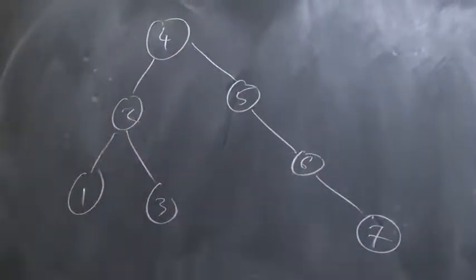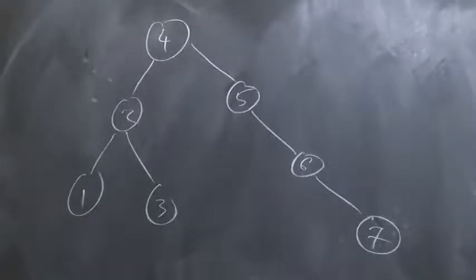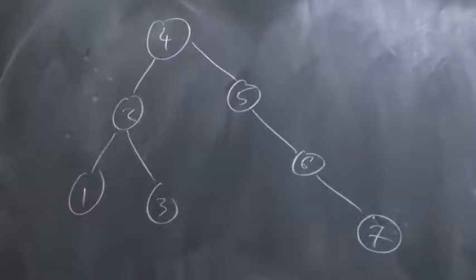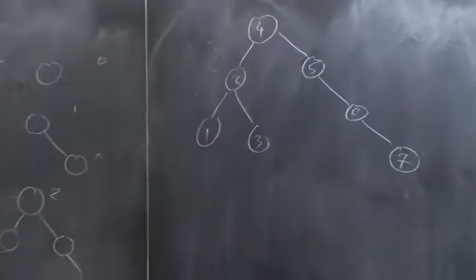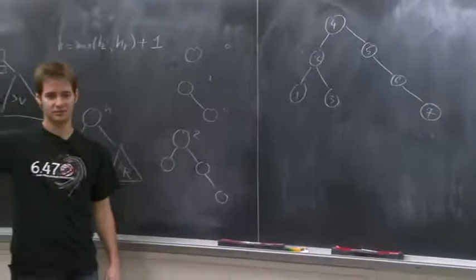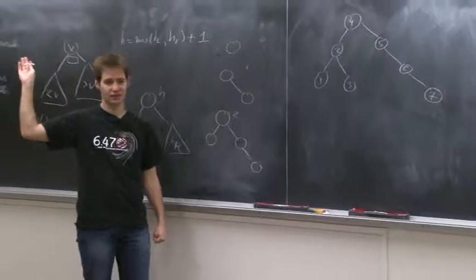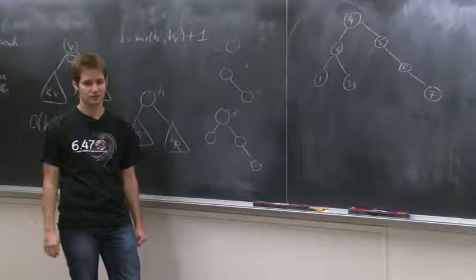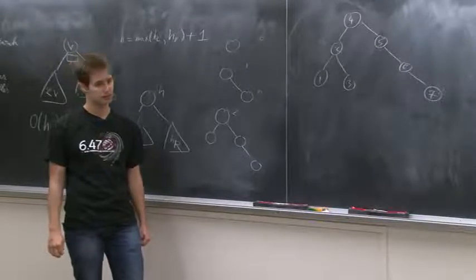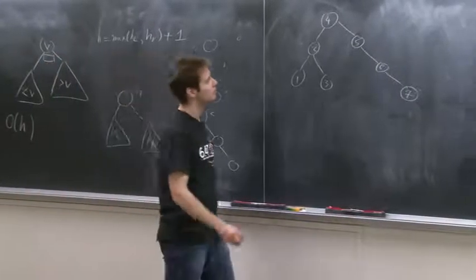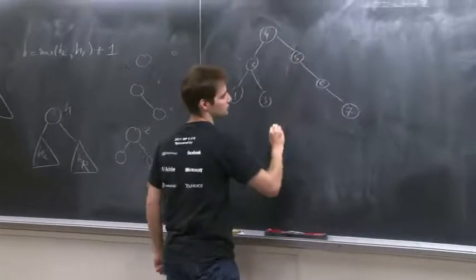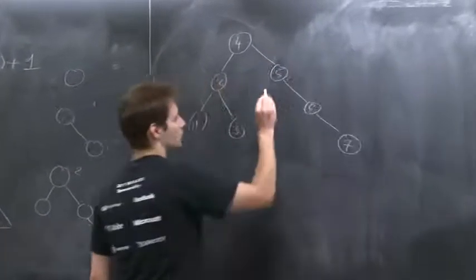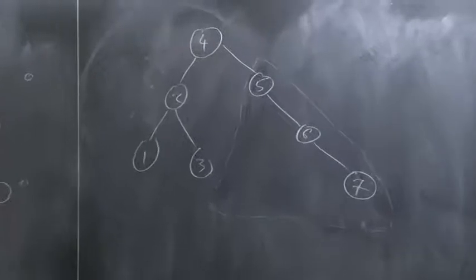Is this guy an AVL? Okay, well, does anyone think it's an AVL? Does anyone think it's not an AVL? Can one of you tell me why? The tree with 5 as its root is not balanced. Okay, so this guy here is not balanced. Why is it not balanced?